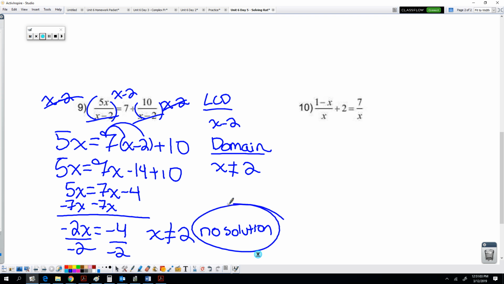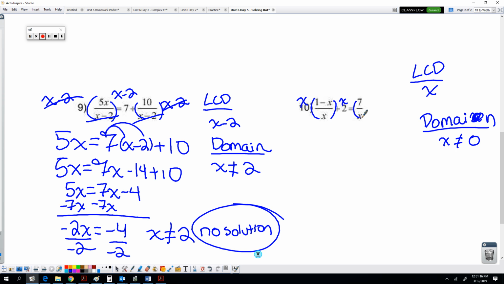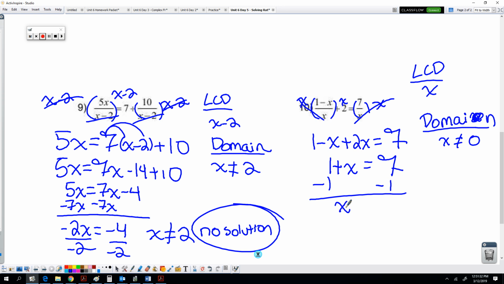And then last but not least, LCD is x. And your domain, since it's just a variable of x, cannot equal 0. So you're going to multiply every single thing by x to make your denominators go away. And now we get to combine my like terms. And now we solve. x equals 6. Check your domain. It says x does not equal 0. 6 is a different number than 0, so that's why this works.